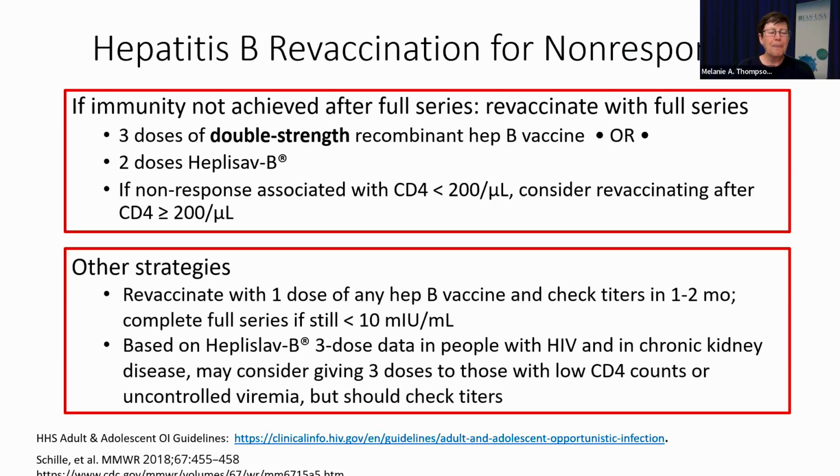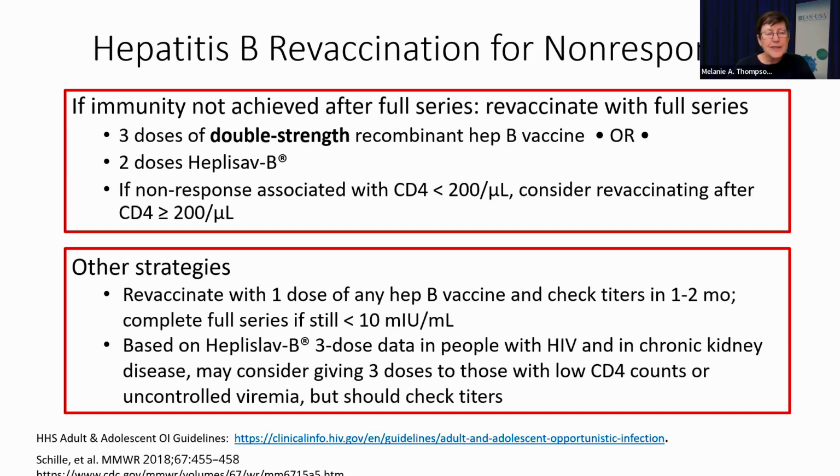But there's some other strategies. So you could use just 1 dose of any hepatitis B vaccine and then check the titers in 1 to 2 months, but you will have to complete the full series if the titers are still low.